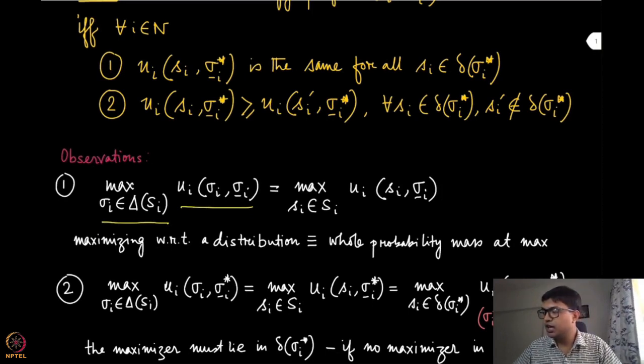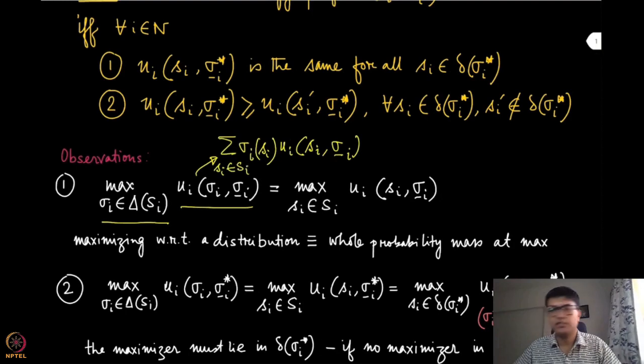So I can write this utility expression as follows. This is the utility at pure strategy s_i, and the other players are picking the mixed strategy sigma_minus_i. And what I am doing is looking at sigma_i(s_i) and taking its sum over all s_i in capital S_i. This is what this utility means. Now we are trying to maximize it.